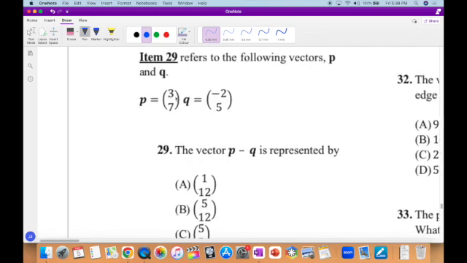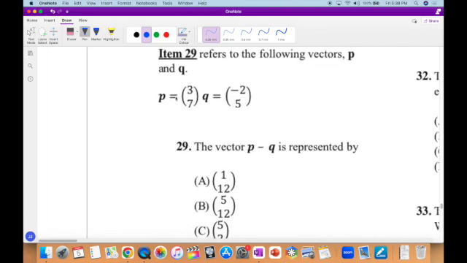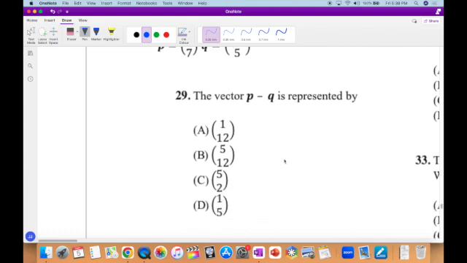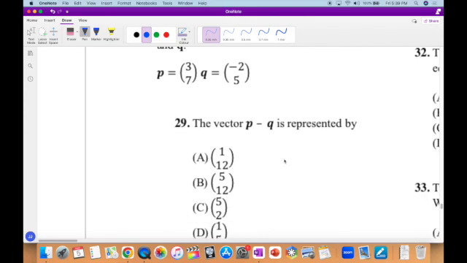Item 29 refers to the following vectors P and Q. So P is that, Q is that. The vector P minus Q is represented by, so P minus Q, so that'll be 3, 7 minus 2, 5. Don't make a mistake with the sign. So 3 minus minus 2 is 3 plus 2, which is 5. And 7 minus 5 is 2. Answer C.